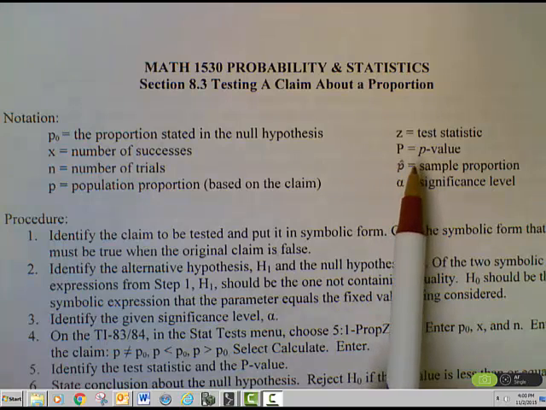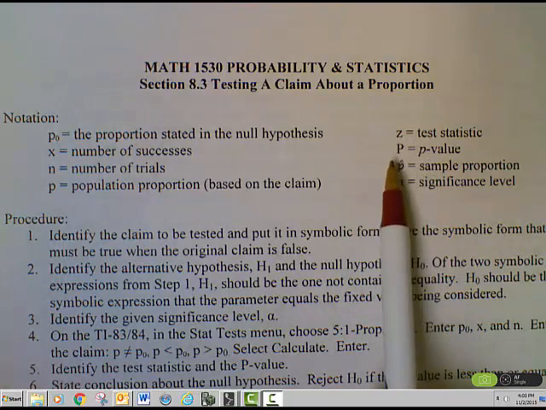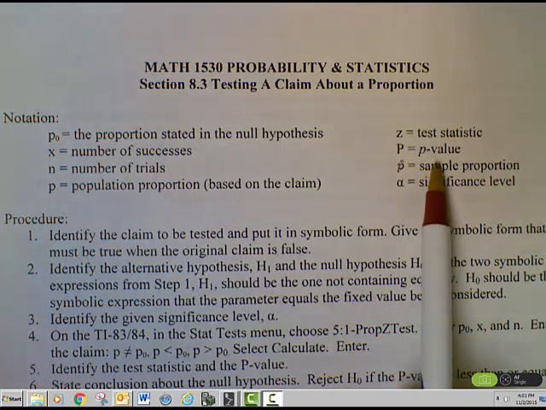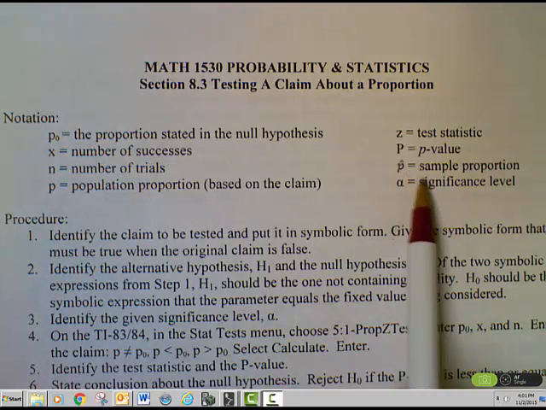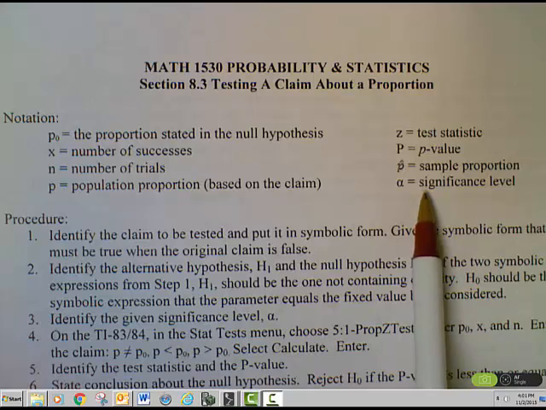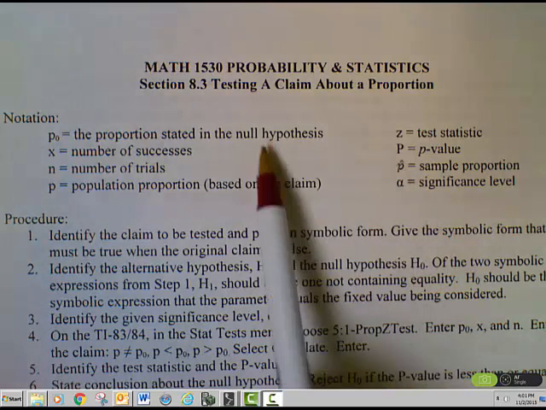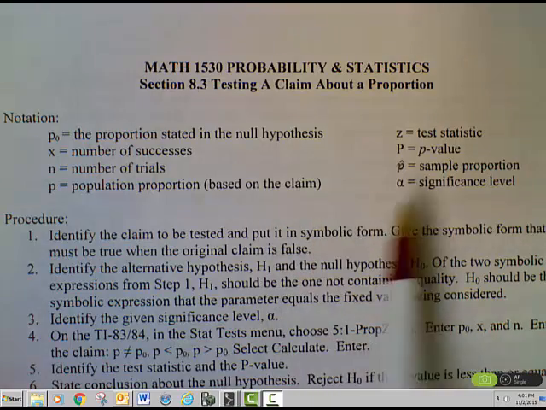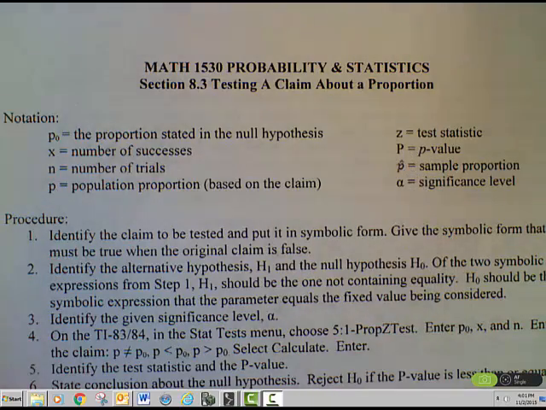Z is your test statistic, which your calculator will find for you. Capital P is your p-value, which you will compare to your significance level. P hat is your sample proportion, and alpha is your significance level. You can either extract these values from the problem, or you can use your calculator to find some of the values, such as the test statistic and the p-value.